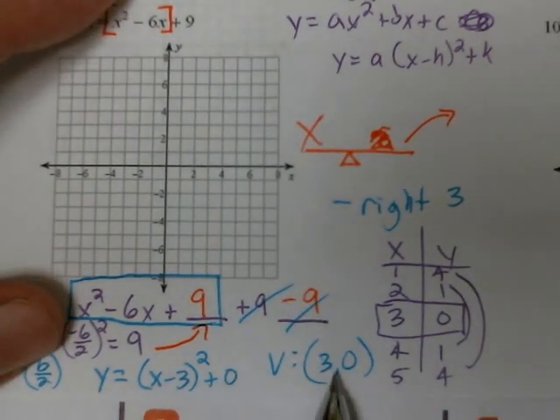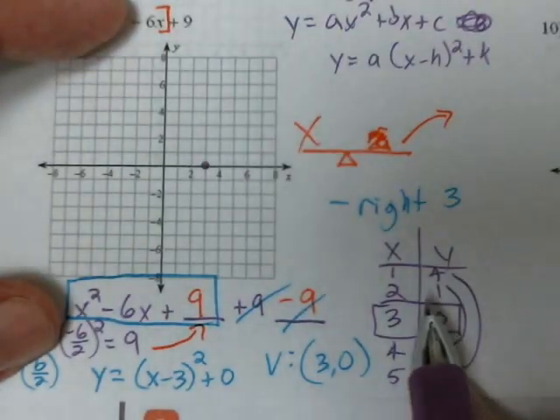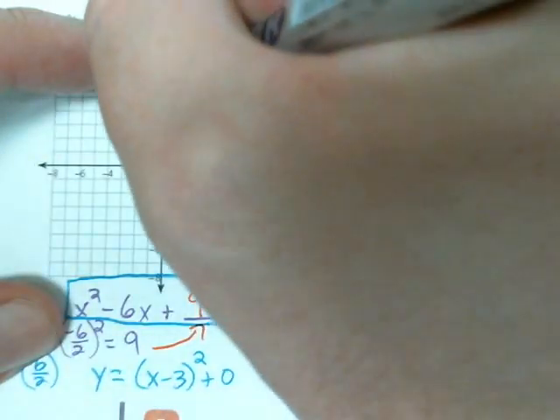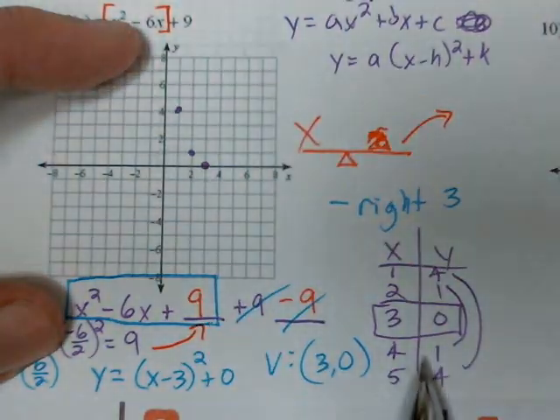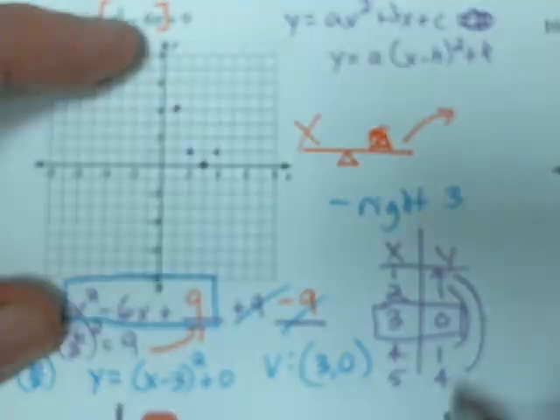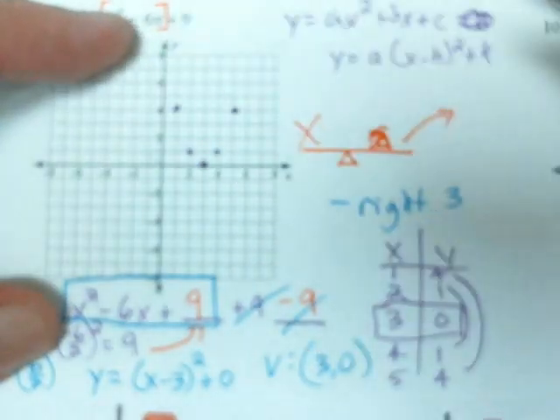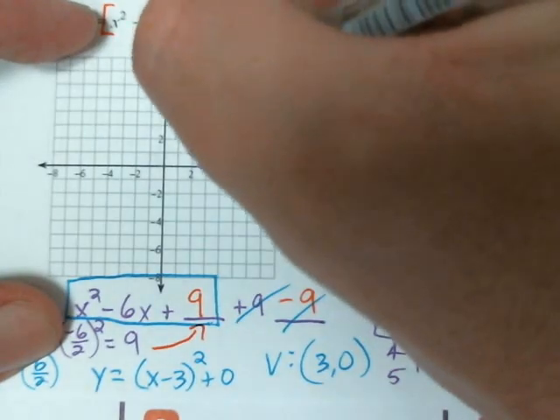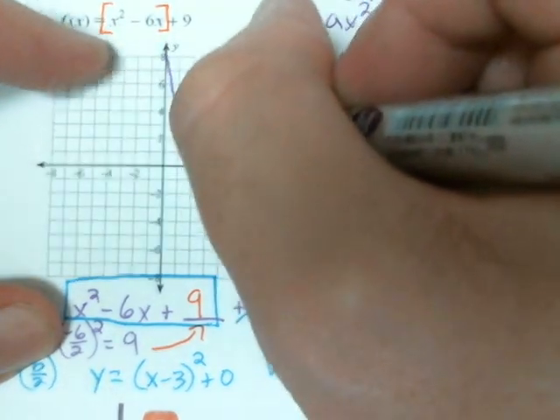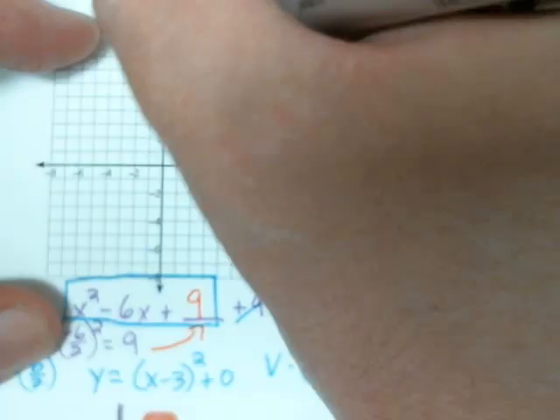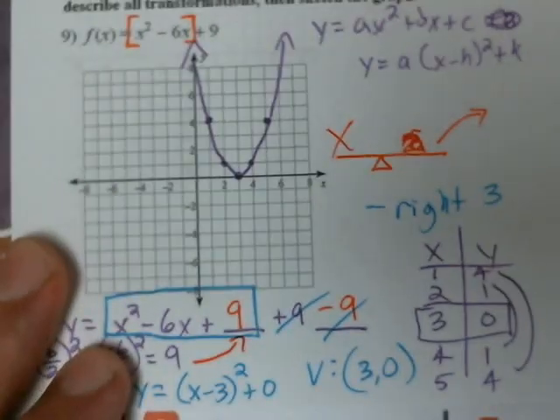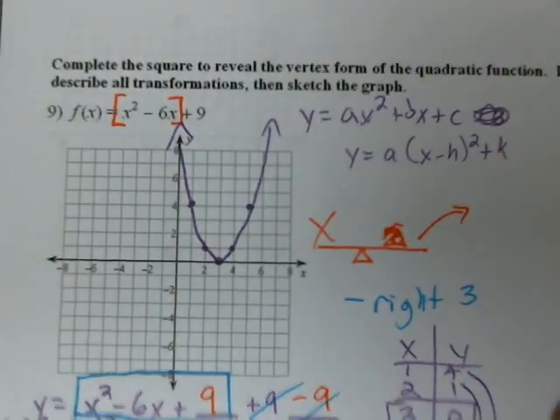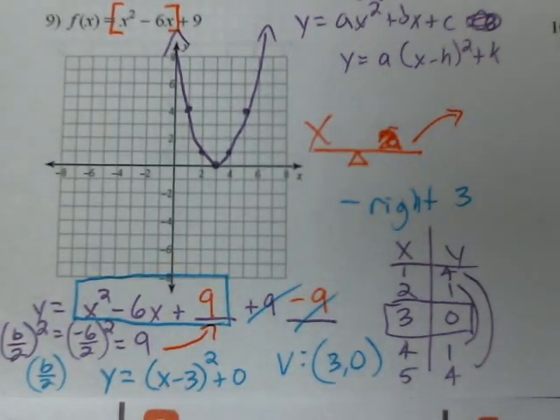So let's go plot our vertex, 3, comma 0, and let's plot our other points. I've got 1, comma 4, I've got 2, comma 1, 4, comma 1, perfectly symmetrical, and 5, comma 4. All right, I can connect the dots. And there we have our quadratic. Okay. All right. Pretty tricky, guys.